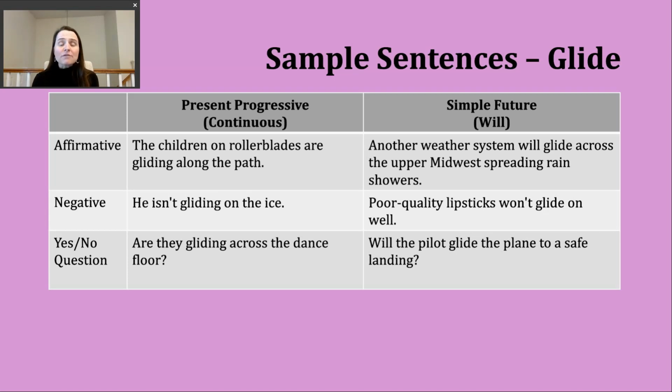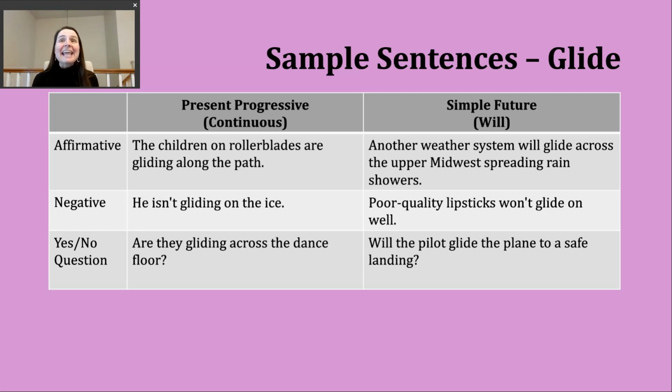So I need a present form of be, that's going to be am, is, or are, and then I need that ing form of the verb. You can see that in my example here. The children on rollerblades are gliding along the path. Right? So that's that smooth, continuous motion. These must be really talented skaters. I don't feel like I glide when I'm on rollerblades. My motion is not smooth.